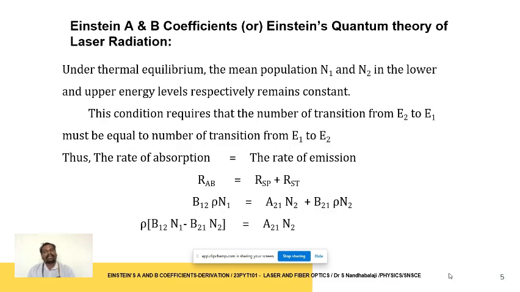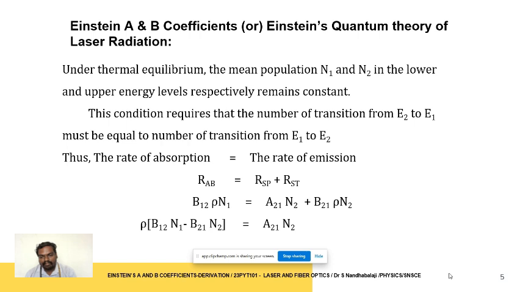For the coefficients of Einstein's theory, we know the rate of absorption is equal to the rate of spontaneous emission plus the rate of stimulated emission. The R_AB equation is B12 rho N1 equal to A21 N2 plus B21 rho N2. In this equation we have to separate the rho terms, so we take the B21 rho N2 term to the opposite side.